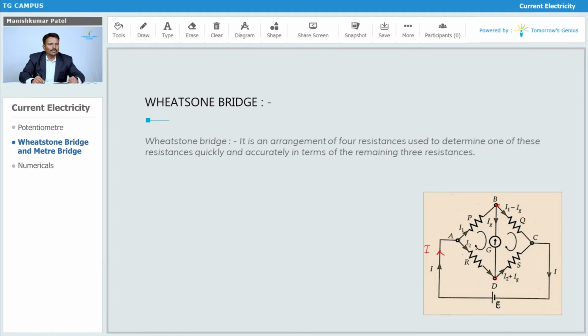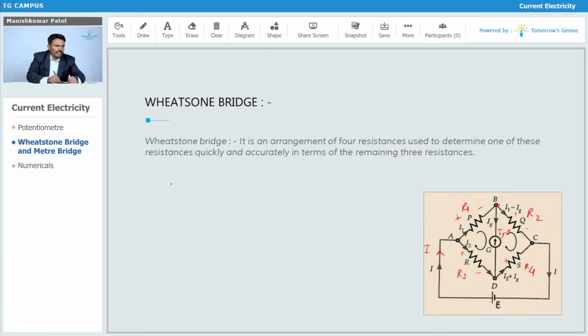So how are we going to do that? According to the current, this is plus minus, this is plus minus, and again this is plus minus. Now when there is no current flowing through the galvanometer, Ig is equal to 0. Let's say the values of the resistances are P, Q, R, S, or simply I am writing them as R1, R2, R3 and R4.